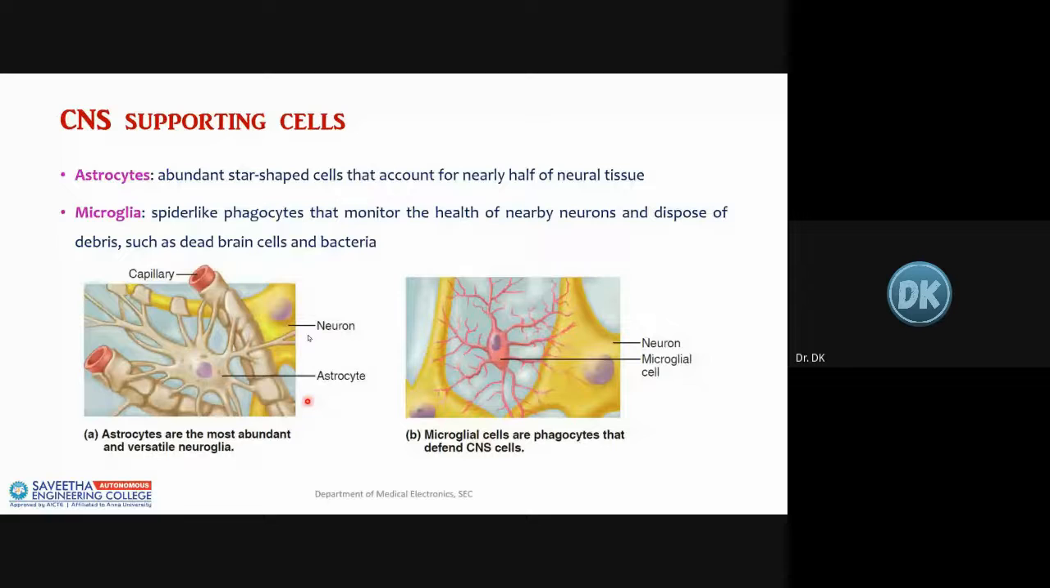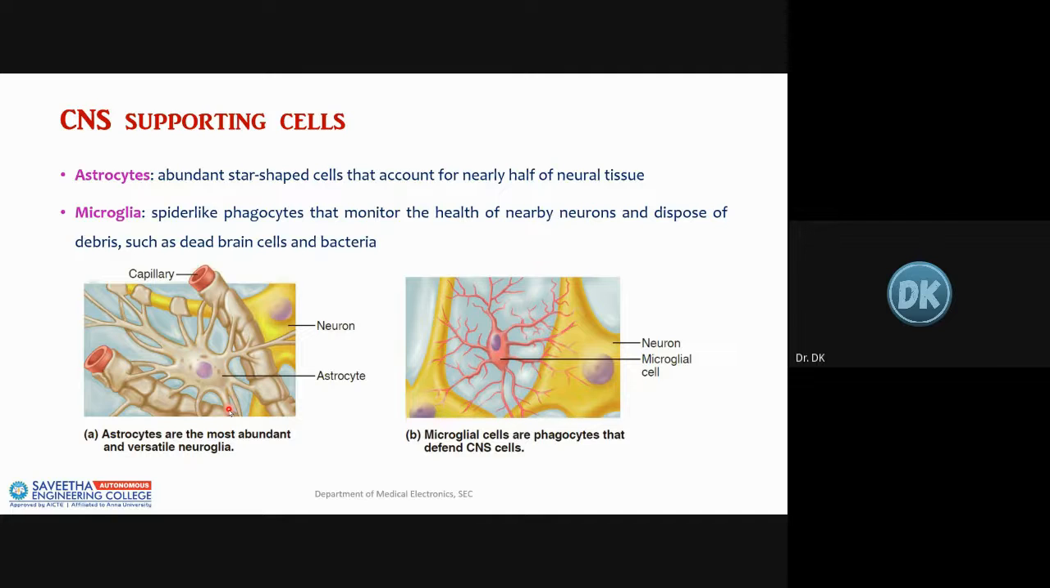In the central nervous system, the first one is the astrocyte. Astro means star-like structure. An astrocyte is a star-shaped cell that accounts for half of the neural tissue. If you see the diagram on the left side, its structure looks like a star. This is the typical astrocyte present in your nervous system.